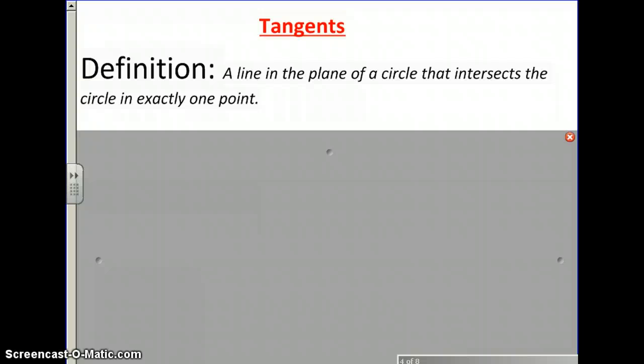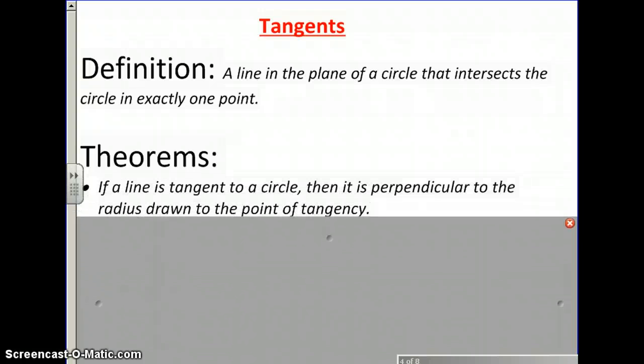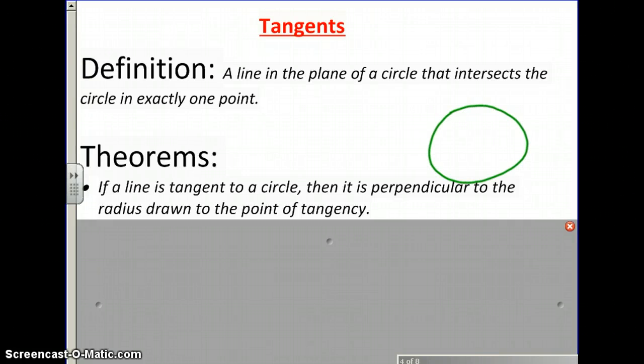This picks up with the note sheet from my website. So we already wrote down the definition of a tangent. It's a line in the plane of the circle that intersects the circle in exactly 1 point. If you want to write it twice, by all means you can, but you don't need to. Okay, so on the note sheet then, under theorems, there are 3 key theorems. If a line is tangent to a circle, then it is perpendicular to the radius drawn to the point of tangency.